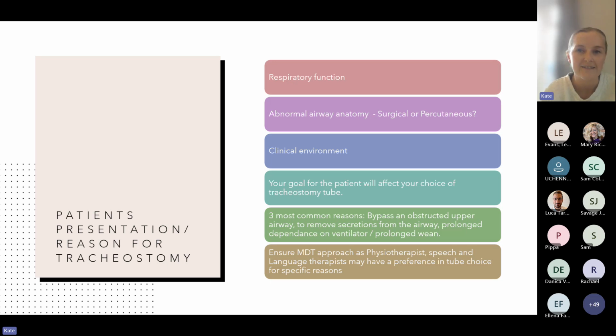So I can understand the reasoning to go, well, do we need a cuffed trachea? But speaking to your physiotherapist, they may turn around and say, we're really struggling with secretions. And actually what we're doing is we're providing manual hyperinflation, and that cuff will just allow for better manual hyperinflation. So they may ask for a cuff for a very specific reason. So just make sure you've asked your MDT what tube they feel that we should use as well and why, because they may have very specific preferences for very specific reasons.